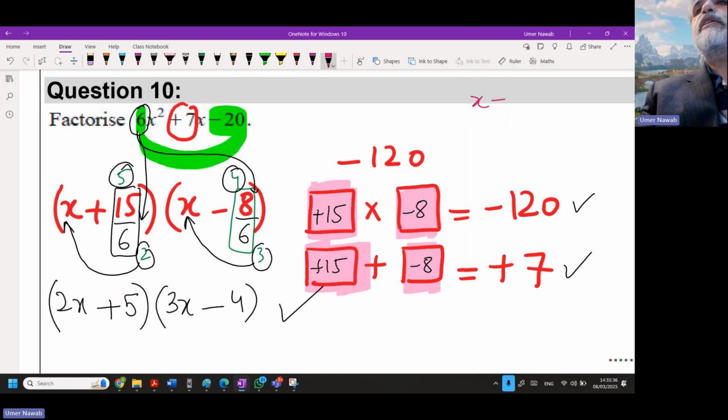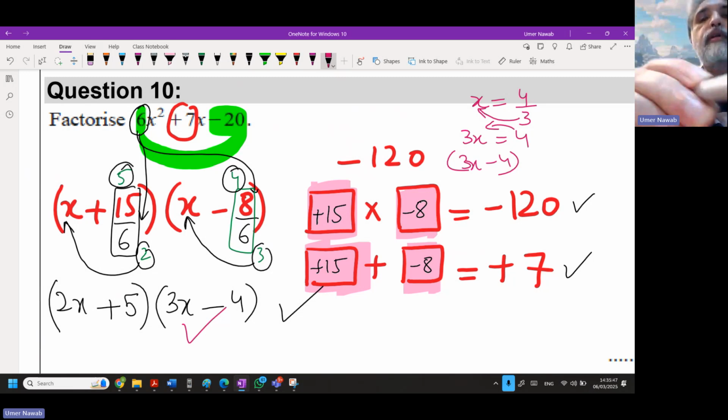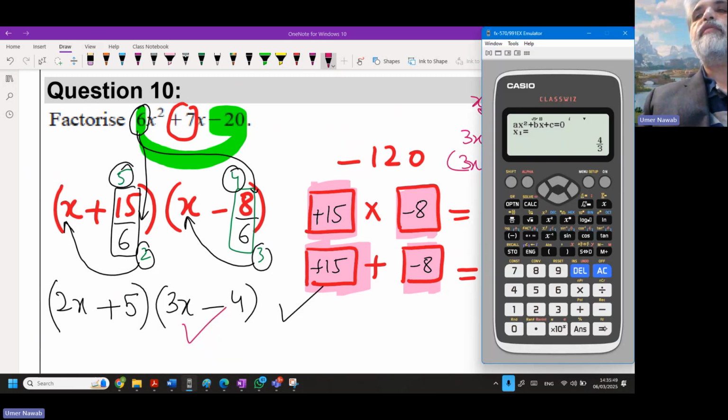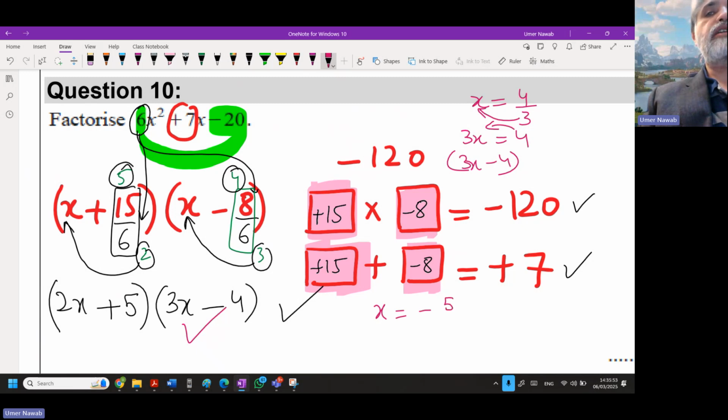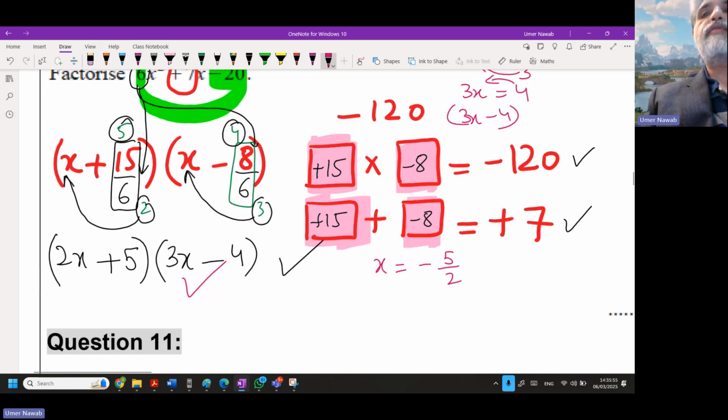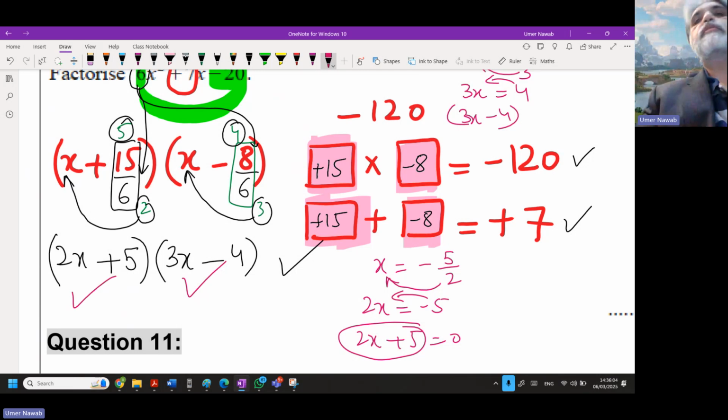If your first answer is 4 over 3, how can I write it in a factor form? So 3 multiplied with x, 3x is equal to 4. 4 goes to the left, so 3x minus 4. Yes, Mr. Omar, you wrote 3x minus 4. The second answer with the calculator, press the equal sign, it is minus 5 over 2. So x is equal to minus 5 over 2. Can I convert it into a factor form? So 2 goes here, 2x is equal to negative 5. Negative 5 goes to the left, so 2x plus 5 equal to 0. Yes, it is 2x plus 5. So my answer is correct.